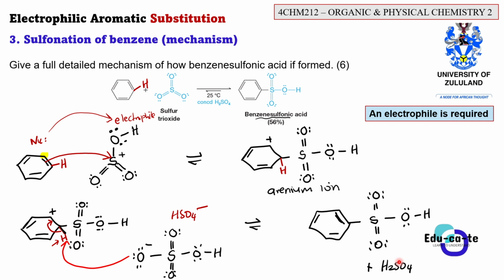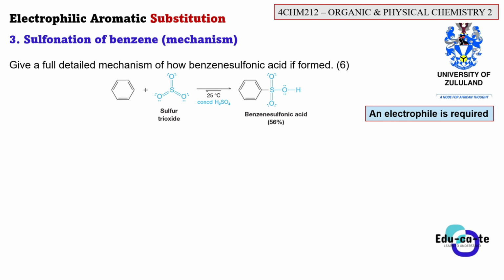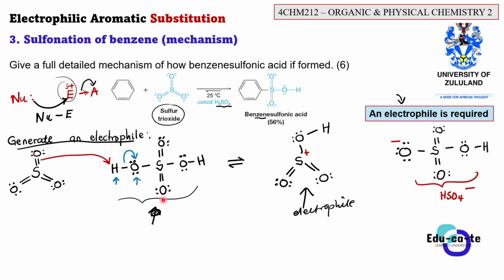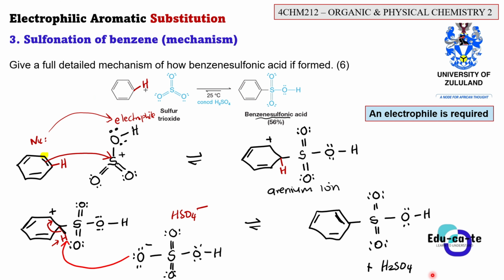So you can see that H2SO4 has acted as a catalyst because it has regenerated itself at the end of the day. Remember that a catalyst always catalyzes the reaction. It makes the reaction go faster, but at the end of the day, the catalyst is not used up. In other words, the catalyst will still be there at the end of the reaction. We started with H2SO4 because it's the one that helped us generate our electrophile here. But at the end of the day, the H2SO4 will regenerate itself.